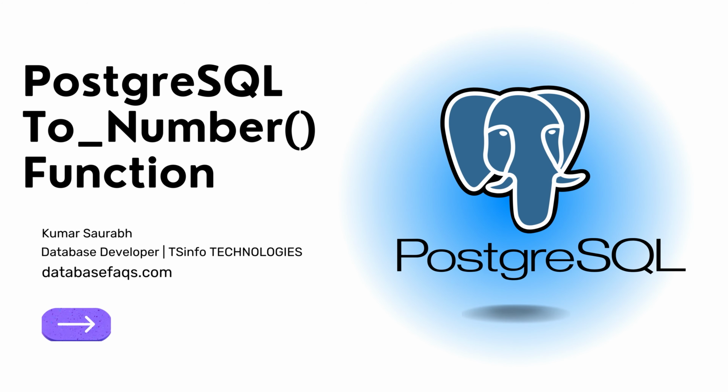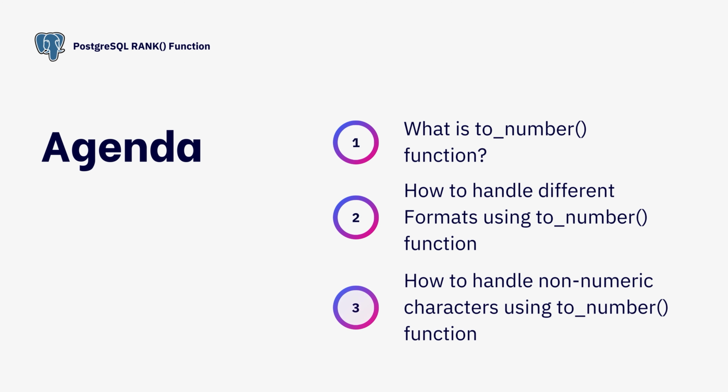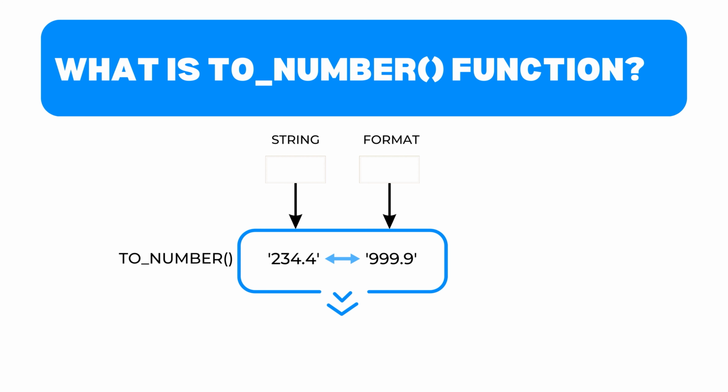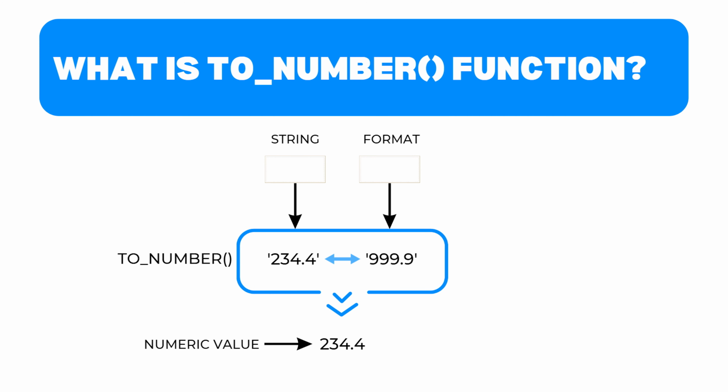My name is Kumar Saurabh and today we have an exciting topic to deep dive into, the to_number function in PostgreSQL. PostgreSQL is a powerful and versatile relational database system. The to_number function is one of its handy tools for converting strings into numerical values. It allows us to handle string representation of numbers and convert them into their appropriate numerical types.